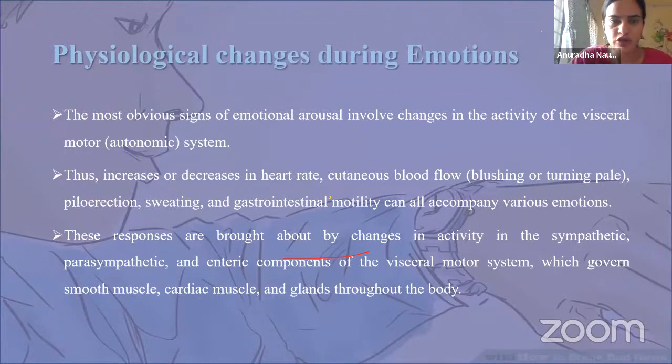Now, talking about the physiological changes during emotions. The most obvious signs of emotional arousal involve changes in the visceral or the autonomic system. Again, this will be something new for you. I'll try to see if I can explain the autonomic system.